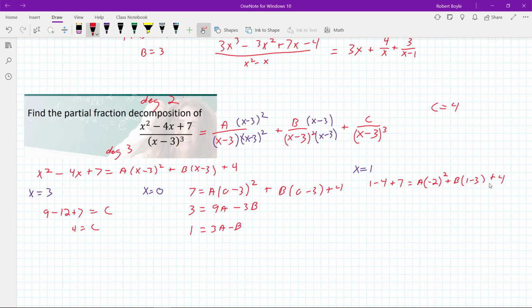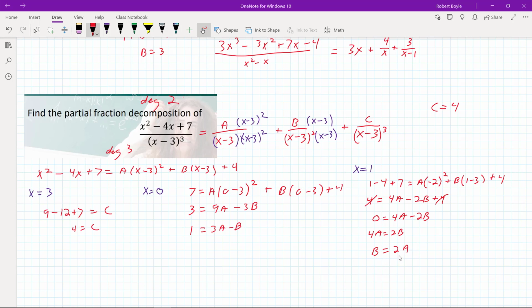plus 4. Okay, now this is going to be 1 minus 4, that's negative 3, plus 7, that's 4. So we have 4 is equal to negative 2 squared, which is 4, times a, minus 2 times b, plus 4. The 4's cancel. We have that 0 is equal to 4a minus 2b, or that 4a is equal to 2b, or that b is equal to 2 times a.